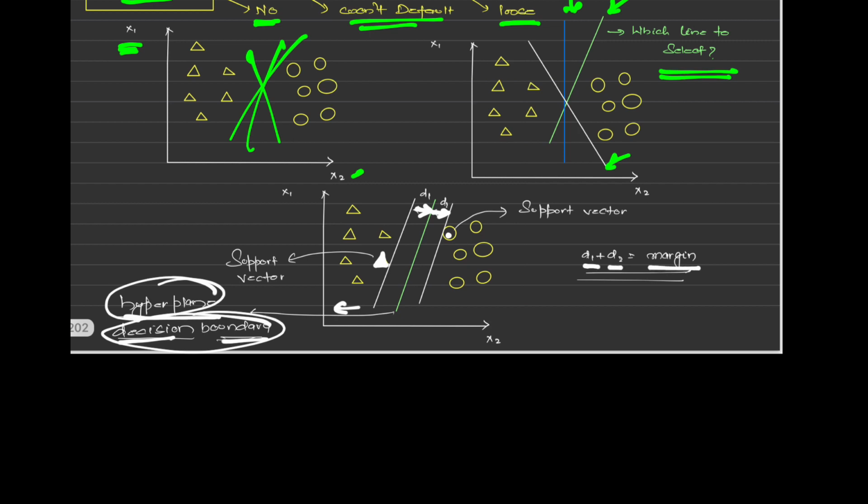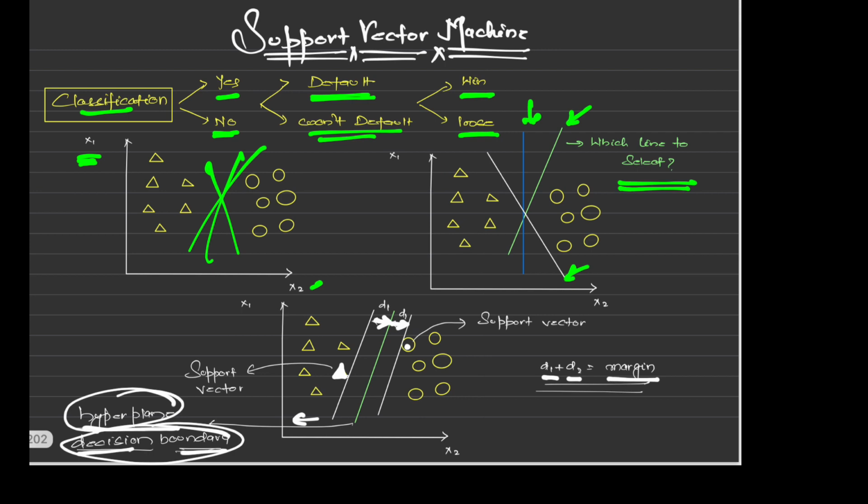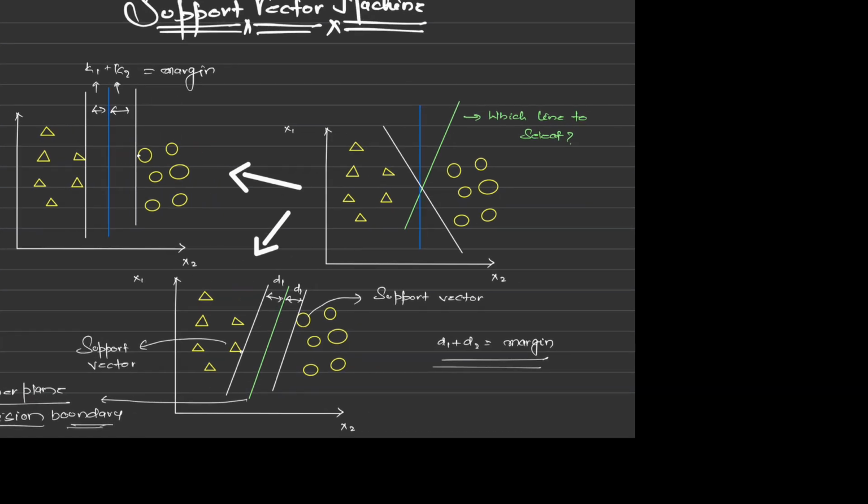We just talked about the different terminology we have. We have support vector as one terminology, hyperplane, decision boundary, and margin. So these are some of the terminology. But we haven't discussed why you have selected this green line, why not the blue line or the white line. Okay, so the problem statement was there could be multiple lines possible. Why have you selected the green line only? Why haven't you selected the blue or white line?